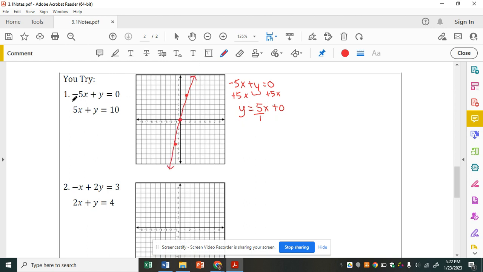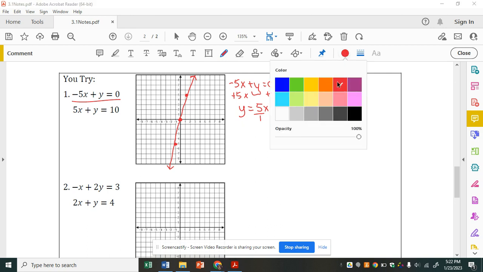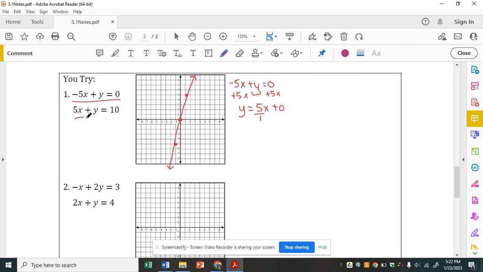Okay, that's my first equation right here. My second equation, this one right here, I also need to change into slope-intercept form. And on this one, if I wanted to isolate the y, I'd have to subtract the 5x, and I'd get y equals negative 5x plus 10. Okay, I know that it's not really on the graph here. Your y-intercept is 10, so it goes just above it.